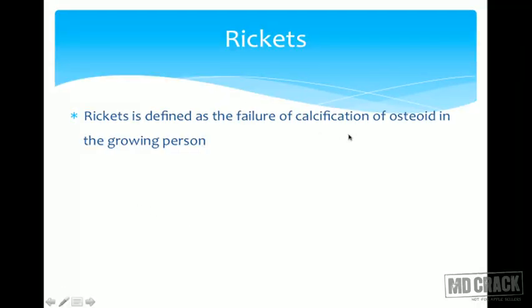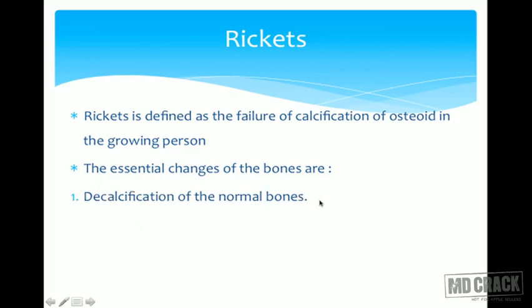So kidney diseases. So let us talk about rickets. Rickets is defined as the failure of calcification of osteoid in a growing person. So it should be in the children. Growing person, if there is failure of calcification of osteoid, then you call it rickets. Now the essential changes of the bone are decalcification of the normal bone and formation of imperfectly calcified bone, the two main things.